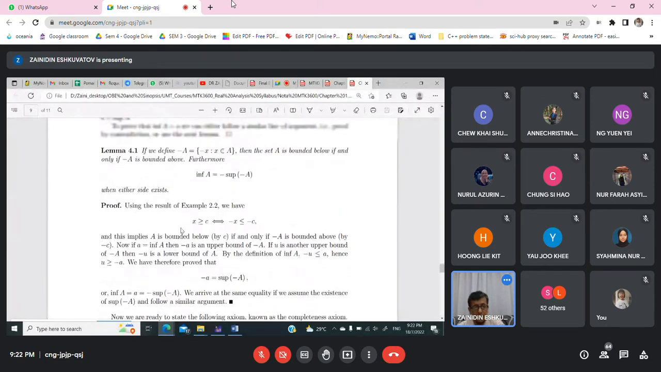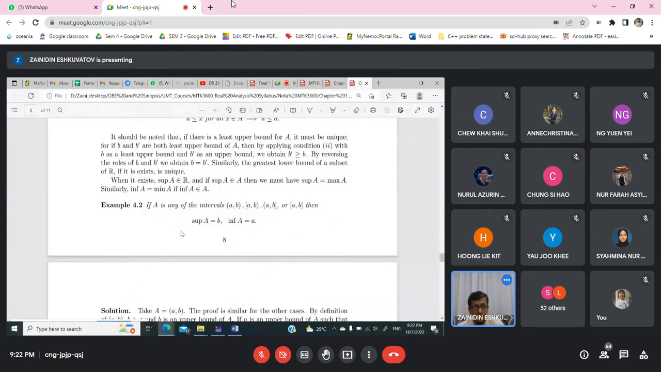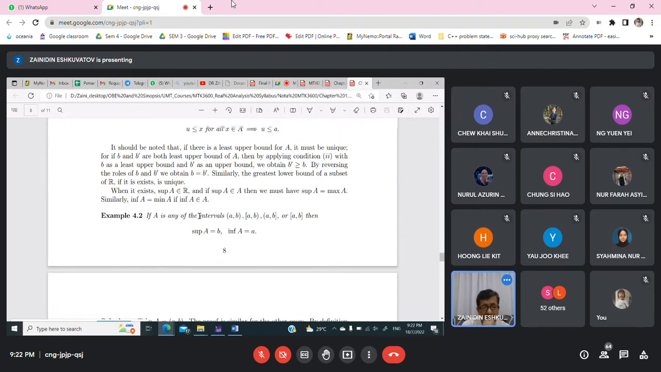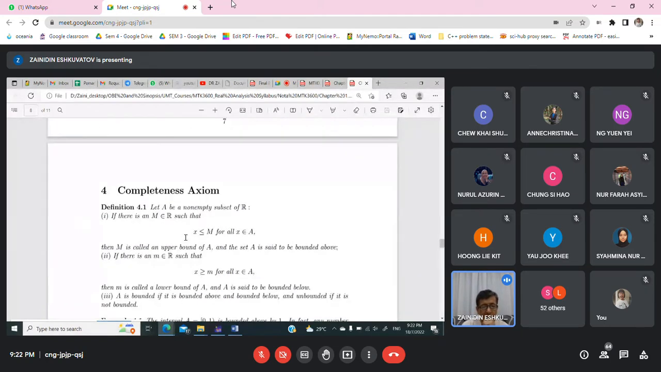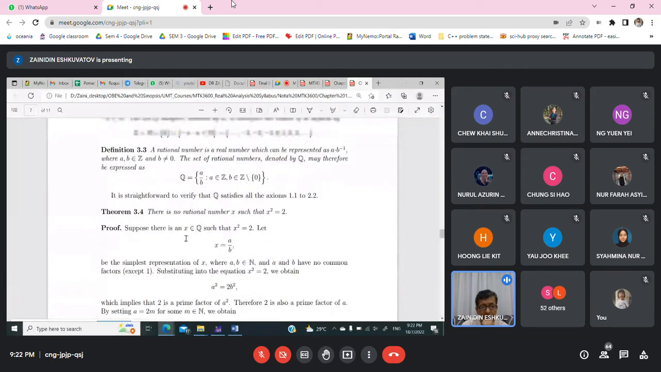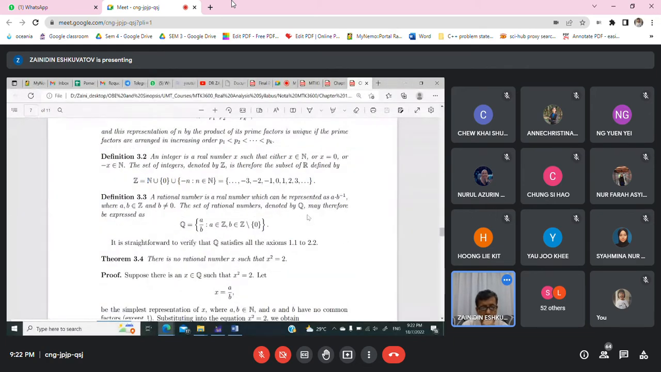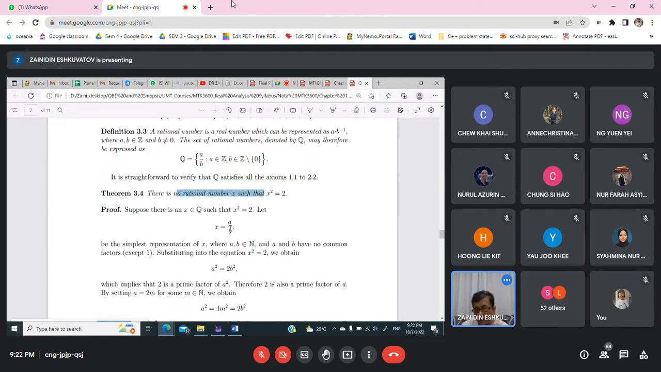Okay, I hope we have supremum of A is B, infimum of A is small a. Completeness axiom. I think here. This is a rational number. Okay, you see, there is no rational number x such that x squared equals 2. If you know this proof very well, then a similar problem in the exam you can easily handle.